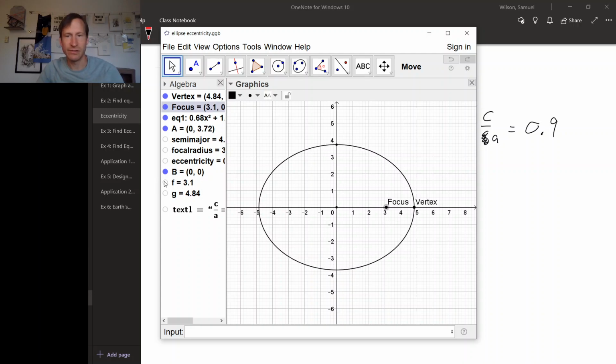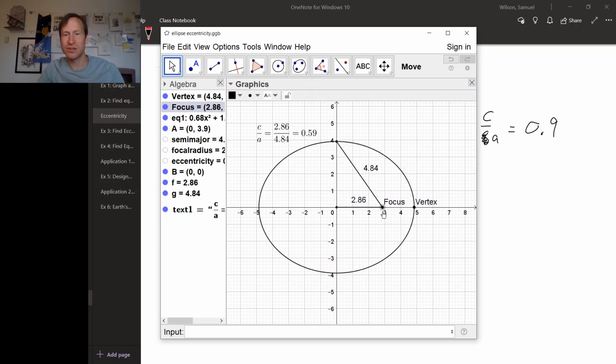So what we can do is highlight the distance from the center to the focus, so that's the focal radius. Right now it's 3.1, and also highlight the semi-major axis. Now remember, the semi-major axis is the distance from the center of the ellipse out to this vertex, but also we've seen the same distance is from the focus up to the top of the ellipse, like this. So right now that's 4.84. And then if we calculate the eccentricity, that's the focal radius over the semi-major axis, we get that right here. So for this particular ellipse, it's about 0.64.